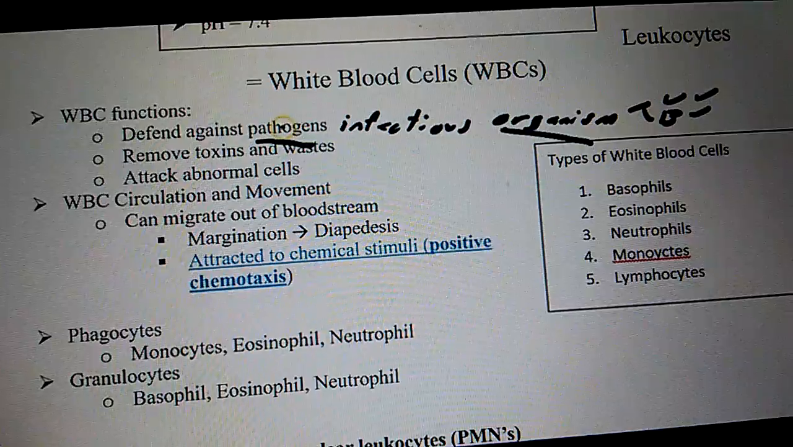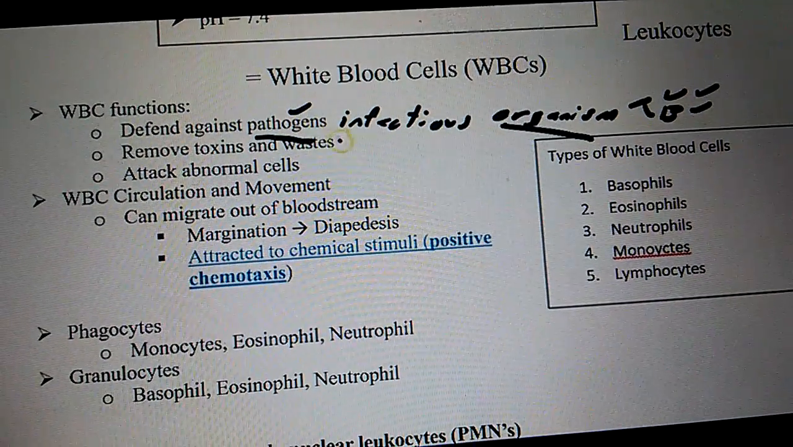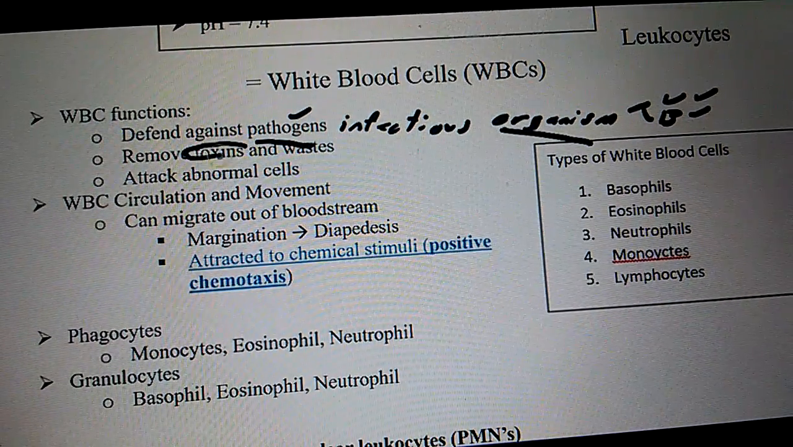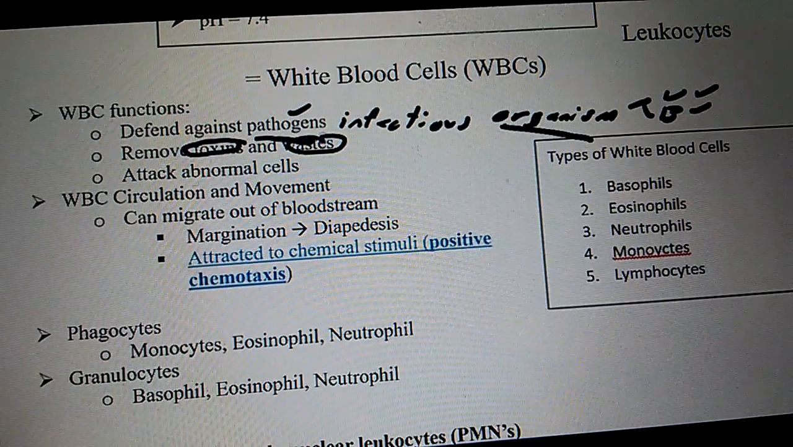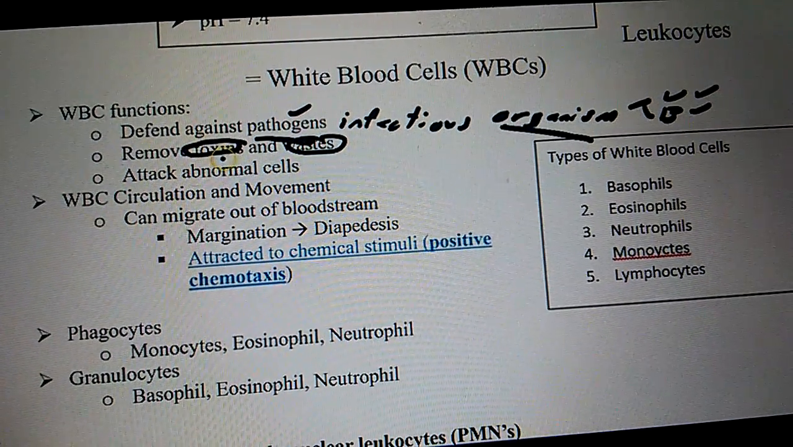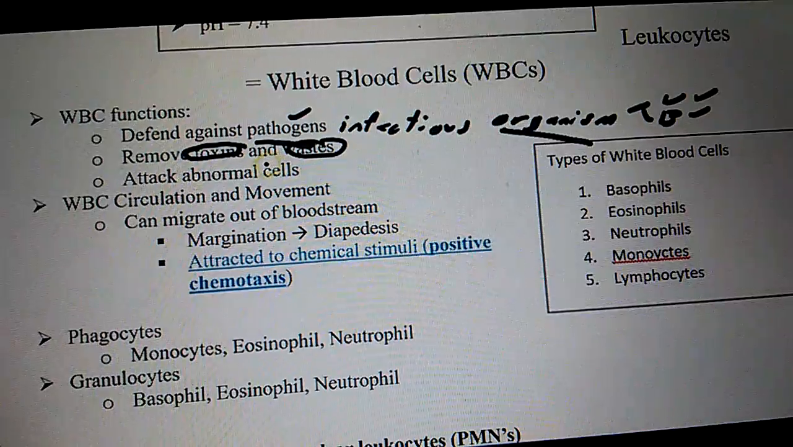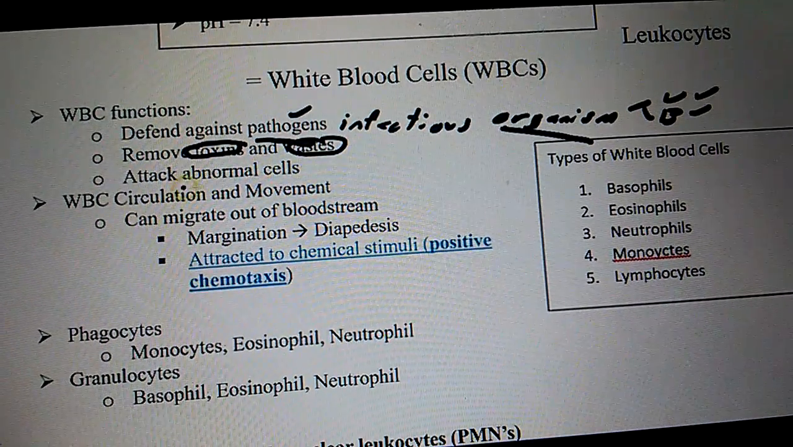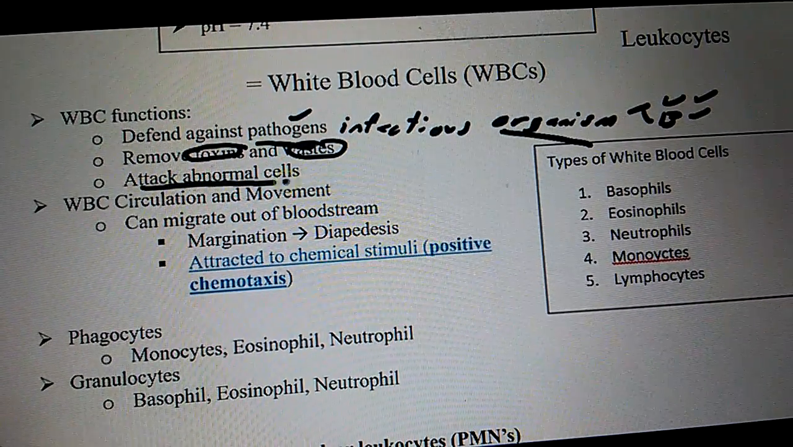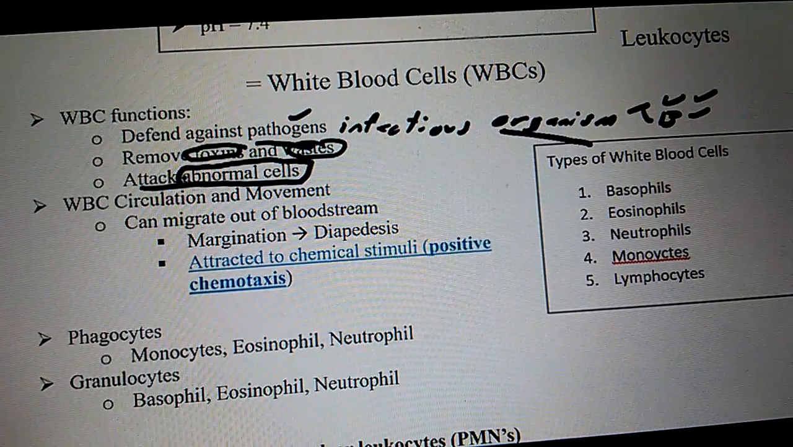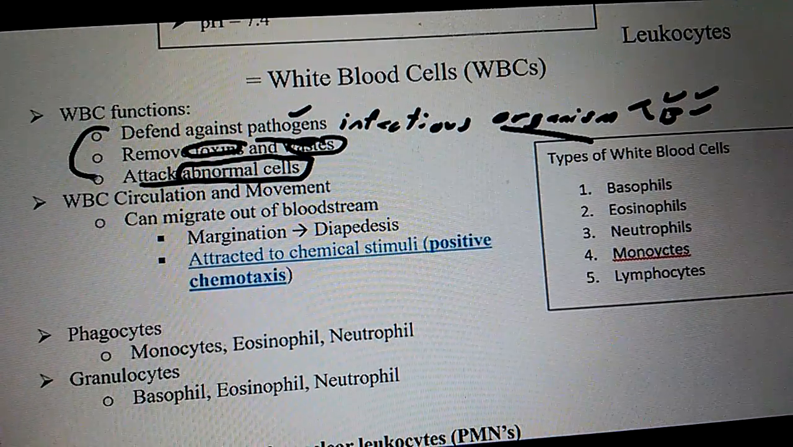Do white blood cells defend against pathogens? Yes. Do they remove toxins that our cells produce? Yes. Do they remove waste that our cells produce? Yes. Do they also remove toxins and waste from other organisms? Yes. Do our white blood cells kill some of our cells that are abnormal? Yes. So you want to make sure you remember all three of these.